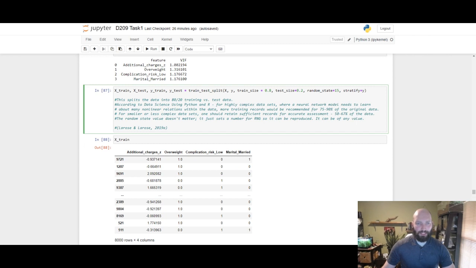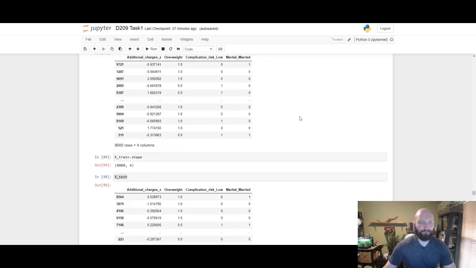And according to data science, for highly complex data sets where a neural network model needs to learn about many nonlinear relationships within the data, more training records would be recommended, 75 to 90% of the original data. For smaller or less complex data sets, one should retain sufficient records for accurate assessment, 50 to 67% of the data. The random state doesn't matter, it just sets a number for the RNG so it can be reproduced. It can be of any value. So even though I saw this, I just left it at the recommended 80-20 per the PowerPoint.